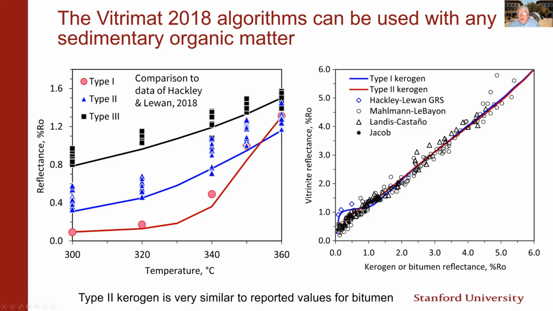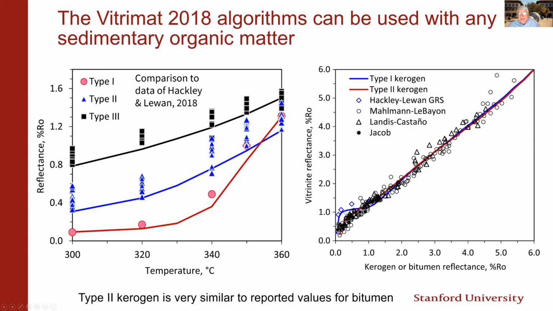The other point here is that there has been a discussion of what is the relationship between vitrinite reflectance and bitumen reflectance. So there's lots of data here that has been plotted, and the calculation here is for the bitumen reflectance of type 1, the bitumen reflectance from type 2, and of course the third one would be the vitrinite.